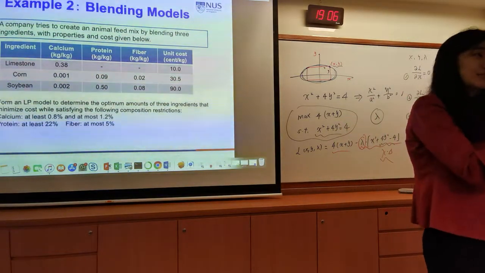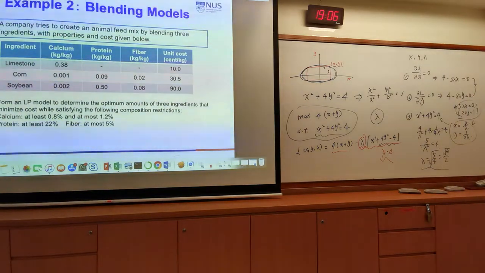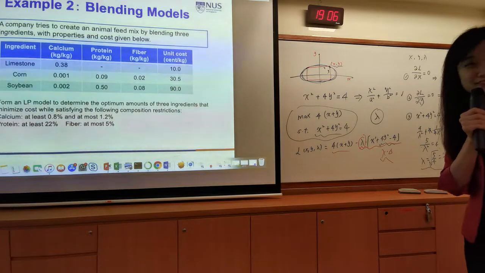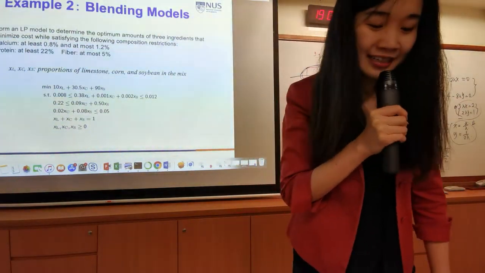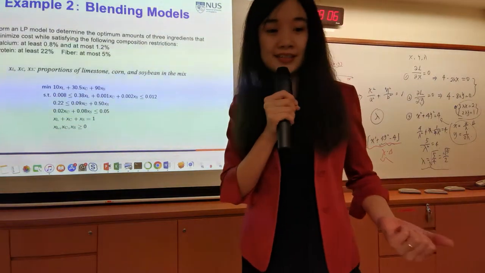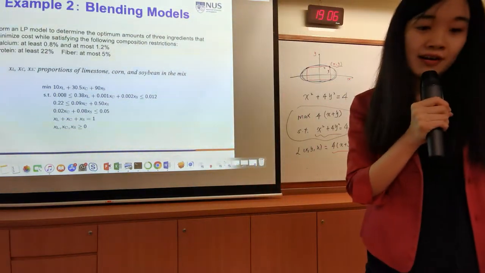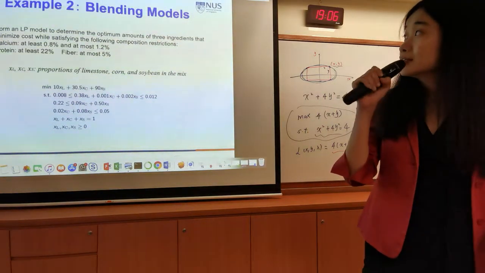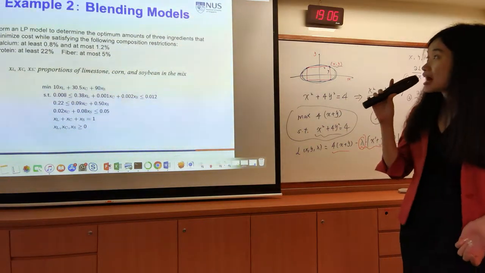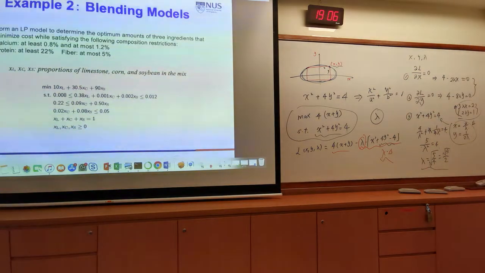Okay, so this is a very general model. You can use this kind of formulation for any blending, any mixing formulation. Here we have three ingredients. So how many design variables? Straightforward, we want to decide the three proportions, as a percentage value or as a portion of the total. We want to decide the optimal amounts of the three ingredients that minimize the cost.